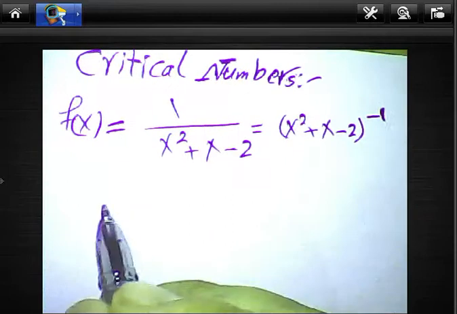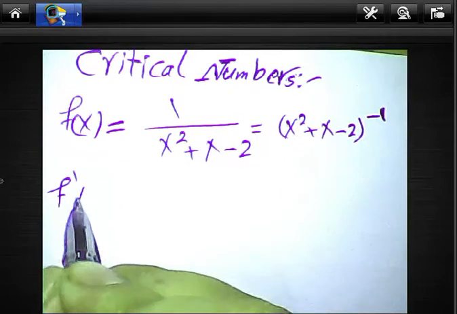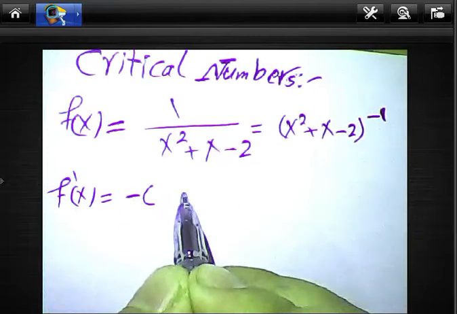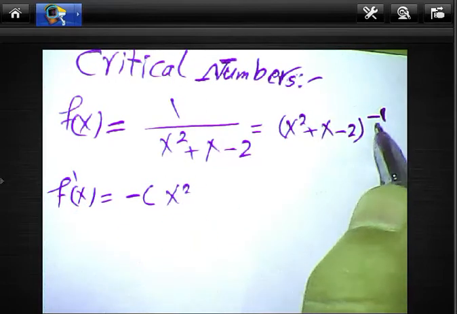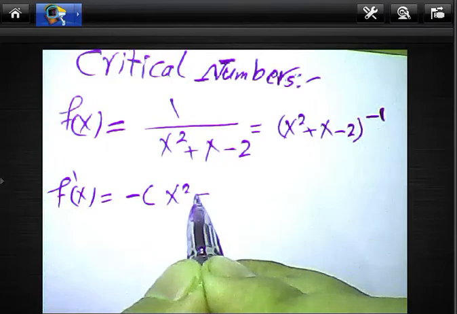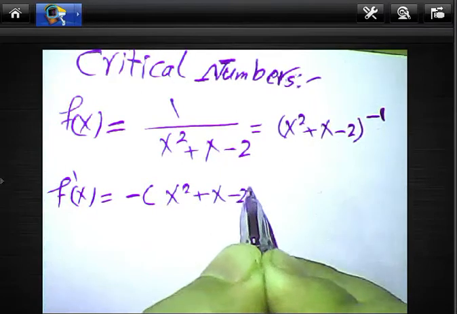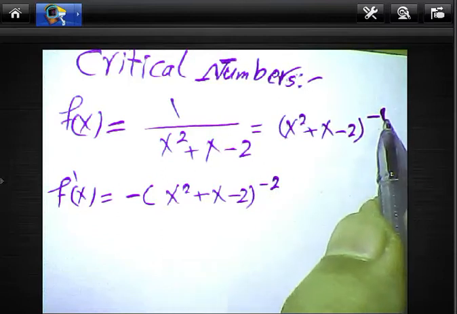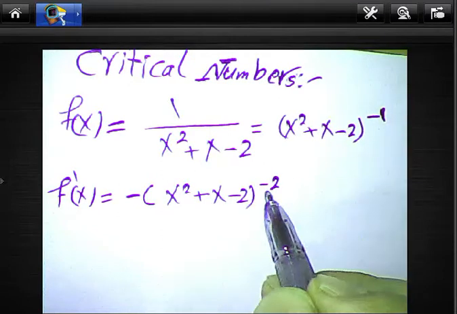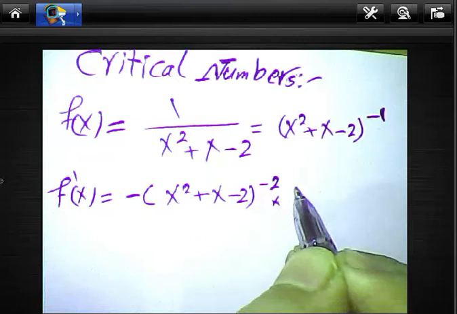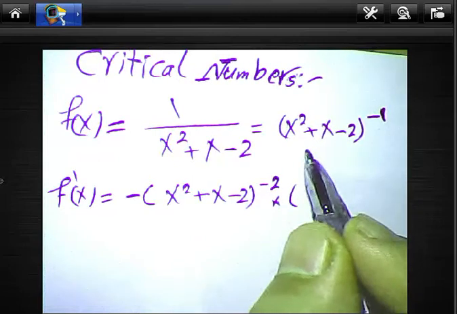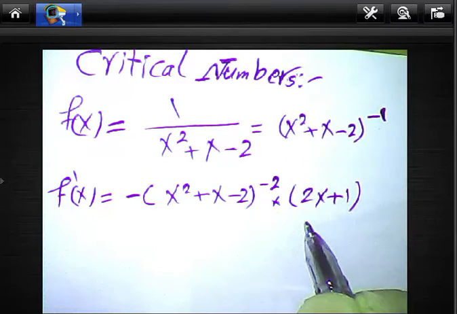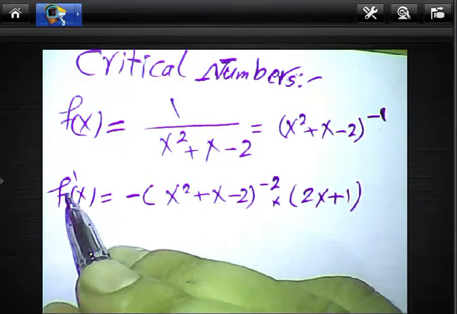And we can find the derivative of the function, f dash of x. We can drop this power outside and subtract 1 from negative 1. So we can write x squared plus x minus 2, to the power negative 2, because we subtract 1 from negative 1 and get negative 2. And we multiply by the derivative of this expression, which is 2x plus 1. Okay, so this is the result for f dash.